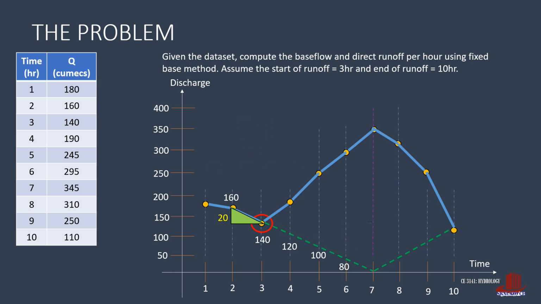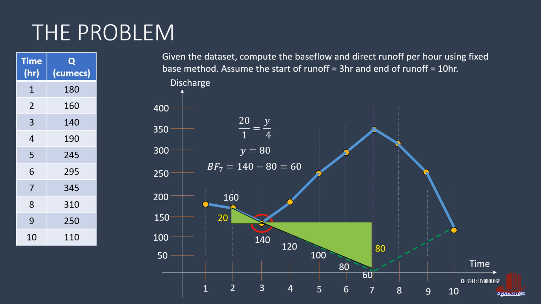The last point for the extended line from t of 2 to 3 hours is that with 7 hours. The same ratio and proportioning is done, where the small triangle has 20 is to 1, and this is proportional to y is to 4, where y comes out as 80. Thus, the base flow at 7 hours is 140 less 80, which is 60 cumex.